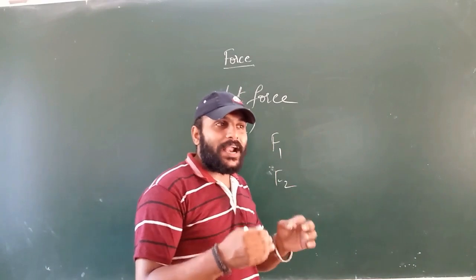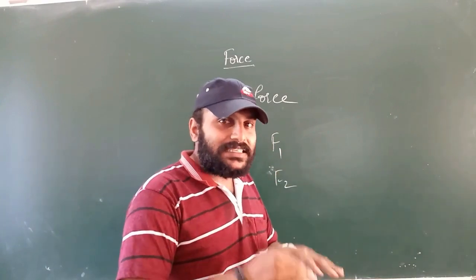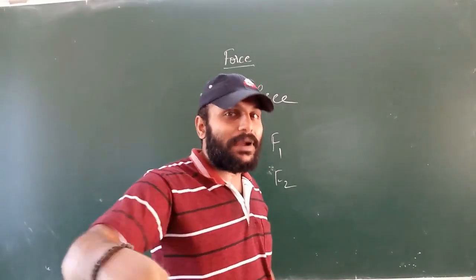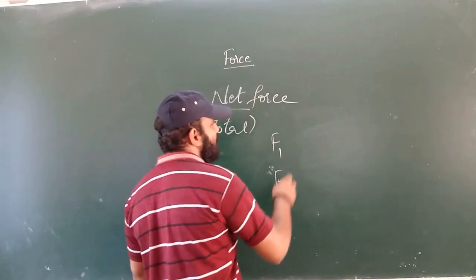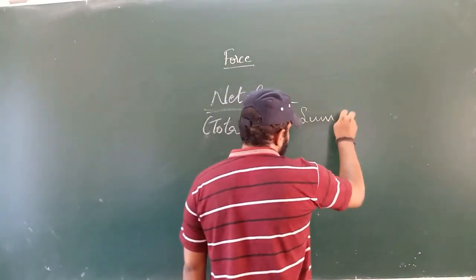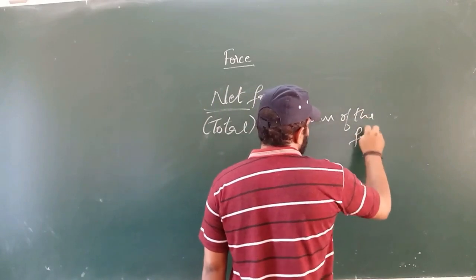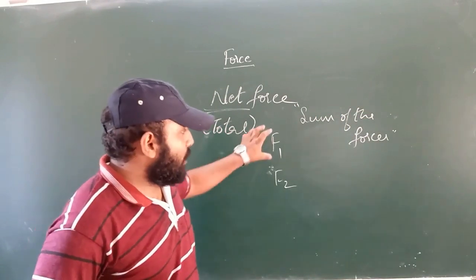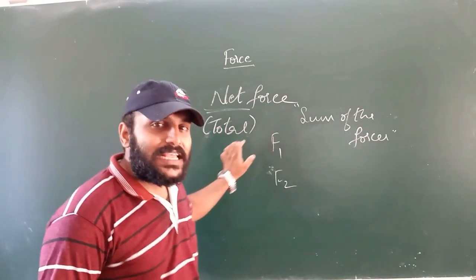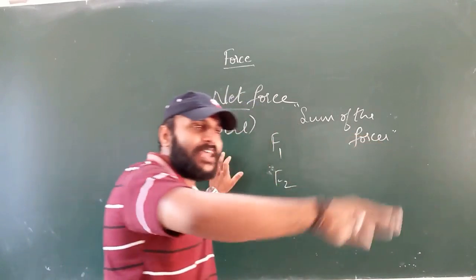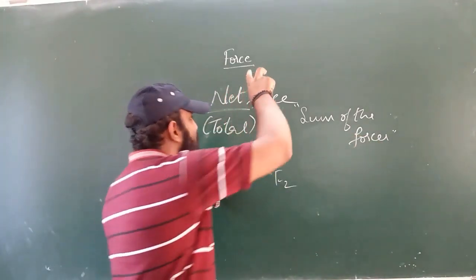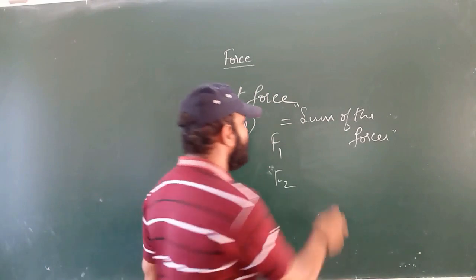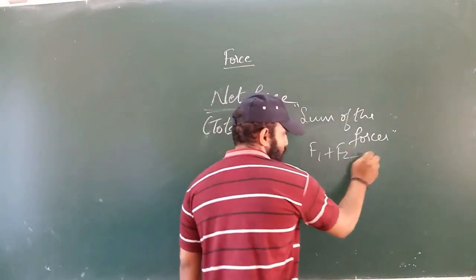If the applied force of one object is in the same direction of the force applied by the other object, then the net force is nothing but the sum of the forces. Understood? When the applied force of one object is in the same direction as the applied force of the other object, the net force will be equal to the sum of the forces. We will add those forces. Means F1 plus F2.